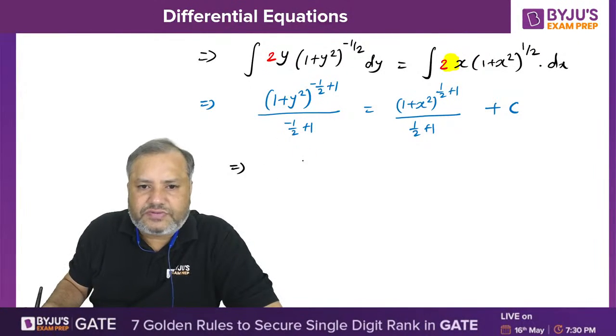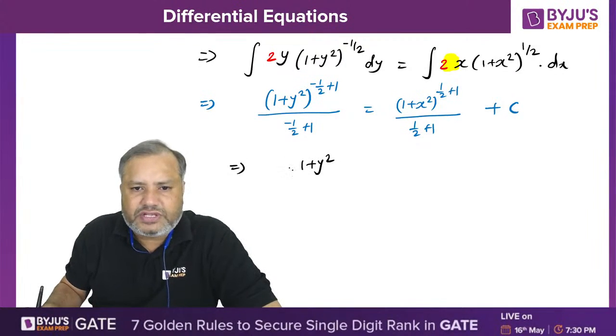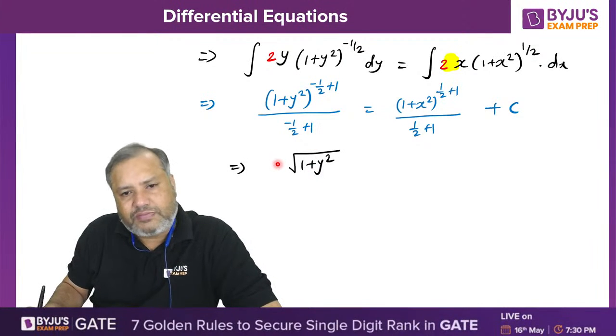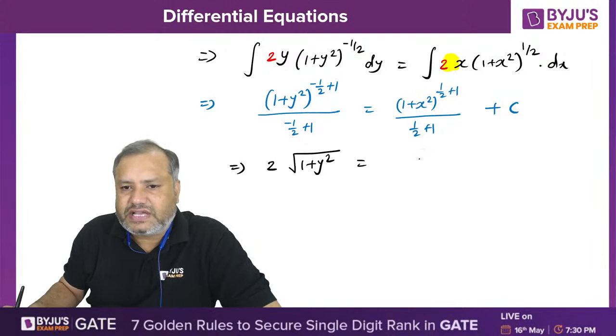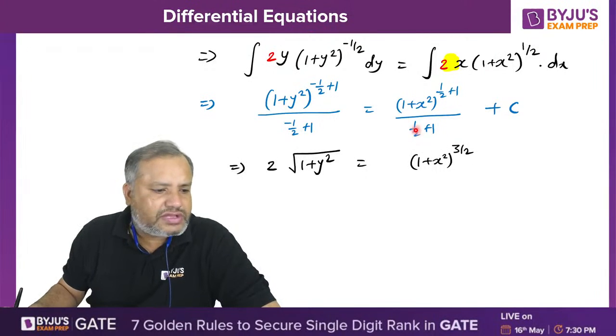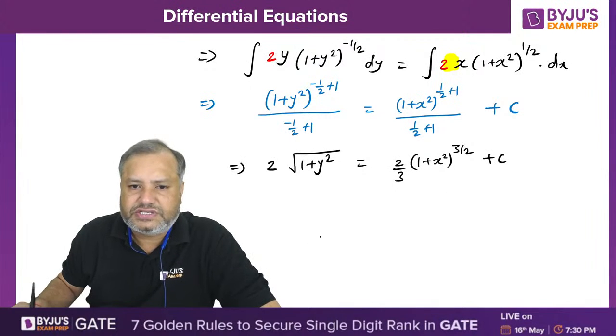So 1 plus y square, the power minus 1 by 2 plus 1 will become 1 by 2. 1 by 2 means root. And in the denominator you are getting 1 by 2, so 1 by 2 in denominator means it is 2. Then 1 plus x square, 1 by 2 plus 1 will be 3 by 2, and in the denominator you are having 3 by 2. It means it will be 2 by 3, plus some constant c. So this is the required solution.